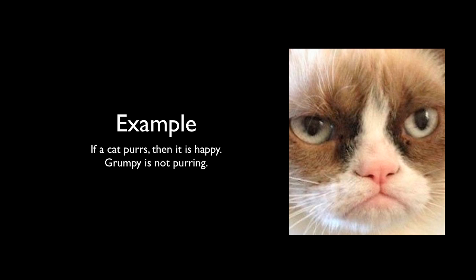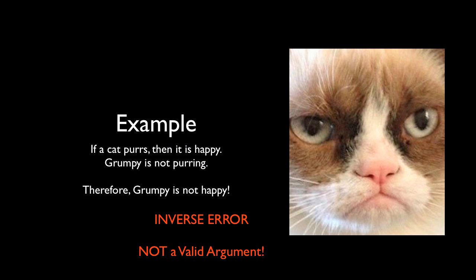Next, if a cat purrs, then it's happy. Grumpy here is not purring. Can we conclude that Grumpy is not happy? Again, this is a perversion of the law of detachment. This is not valid. This is called the inverse error. We can't make that argument.